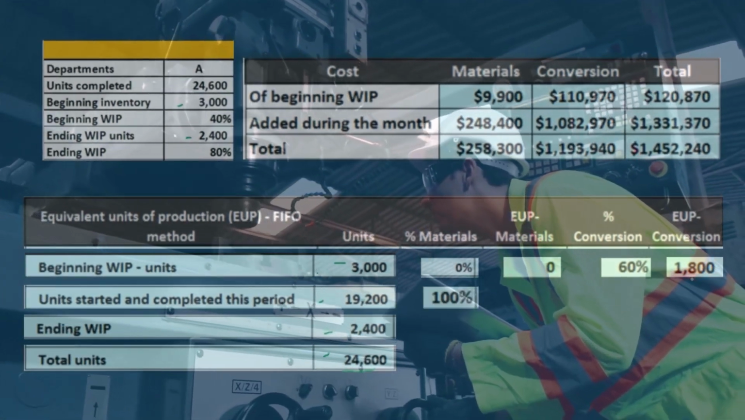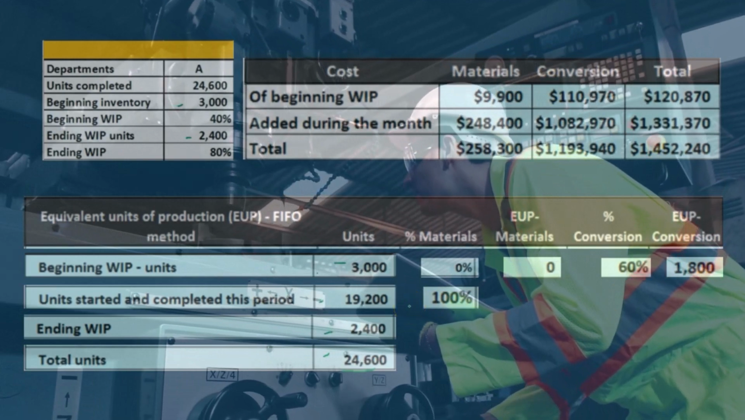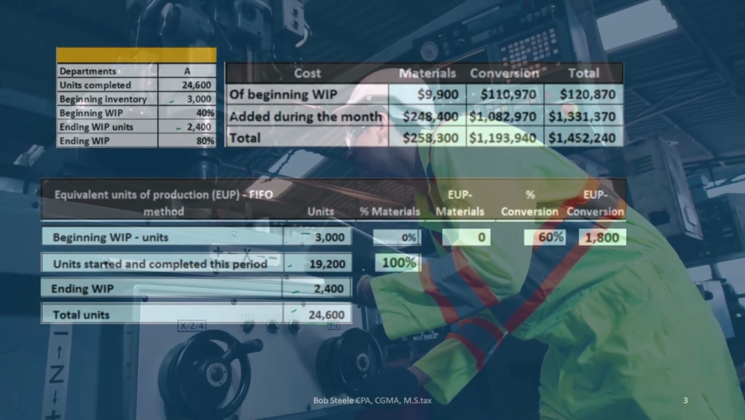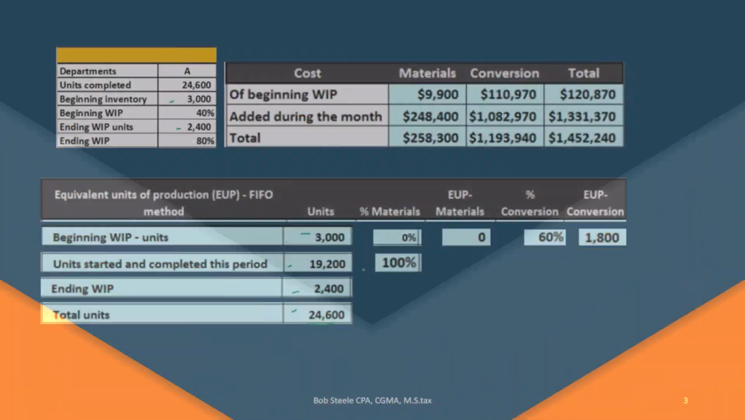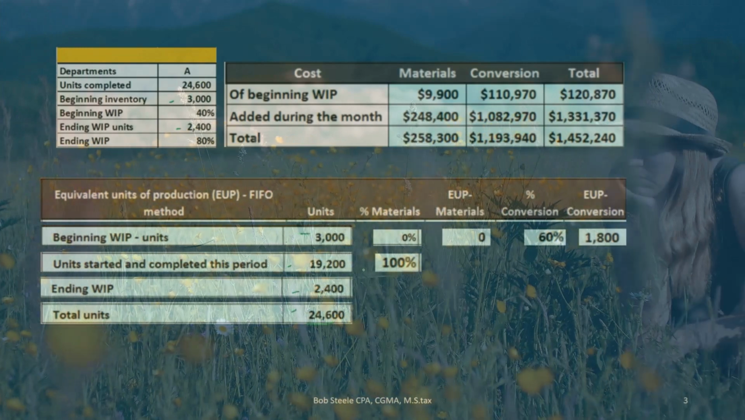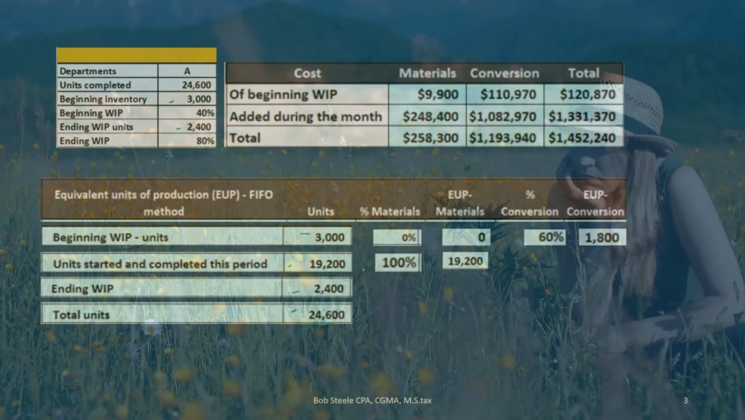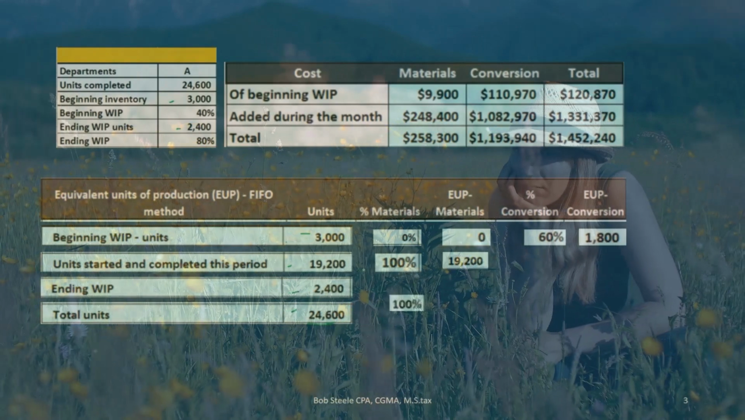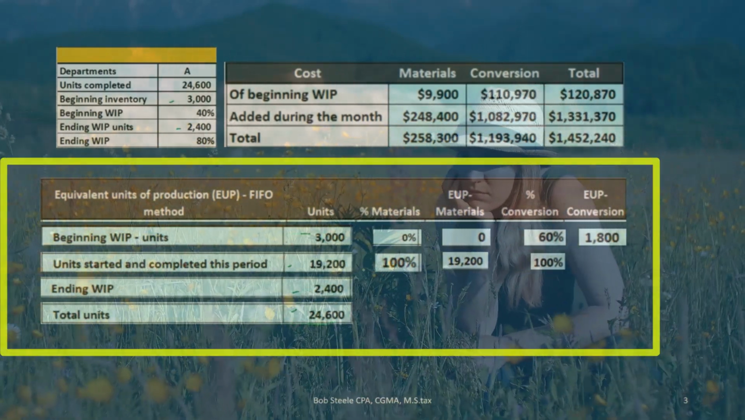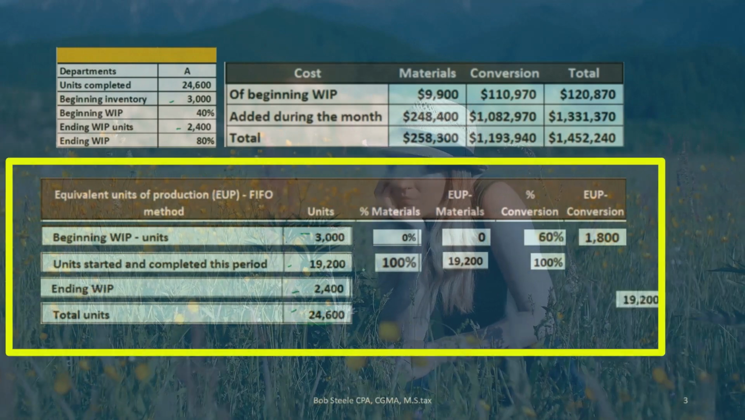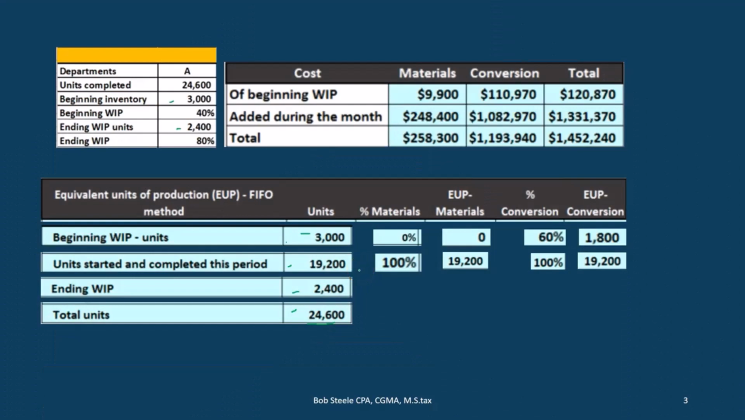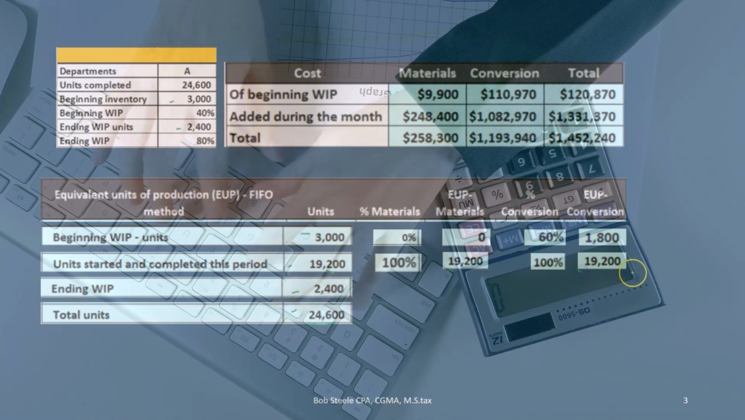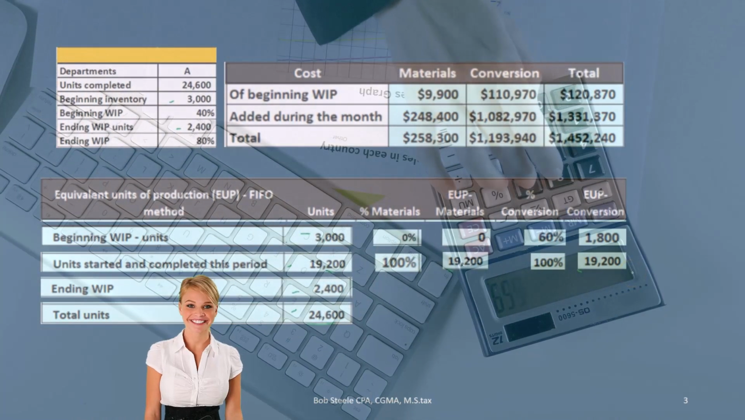Next, we have the started and completed. This one's going to be really easy. That's why we broke it out. If we started it and completed it, then all the stuff in terms of materials like dough and whatnot, or flour and stuff, went into the process this month. So 100% same equivalent units for materials, 19,002. Same for the conversion. If we started it and completed it, all the direct labor and overhead went in this month. Therefore, we have the same 19,002 in terms of equivalent units for conversion. So total units is the same as equivalent units for material and the equivalent units for conversion, because we started them and completed them this time period.